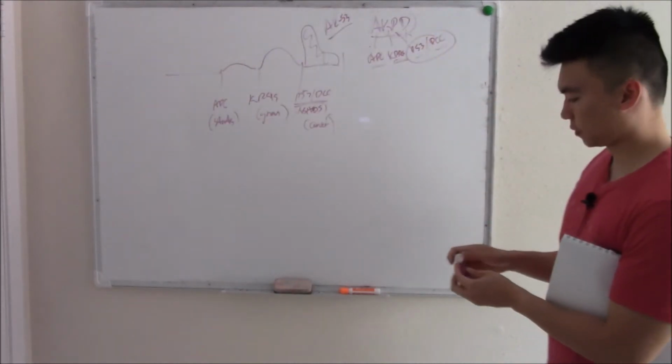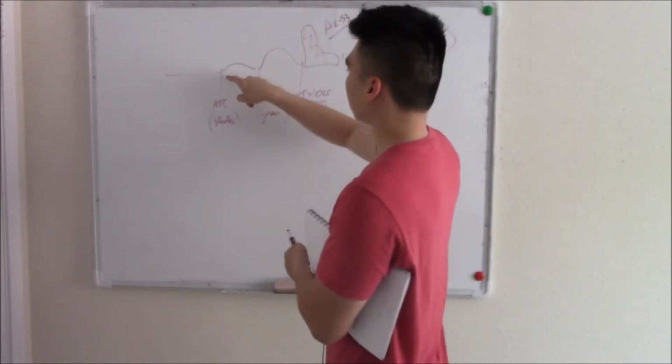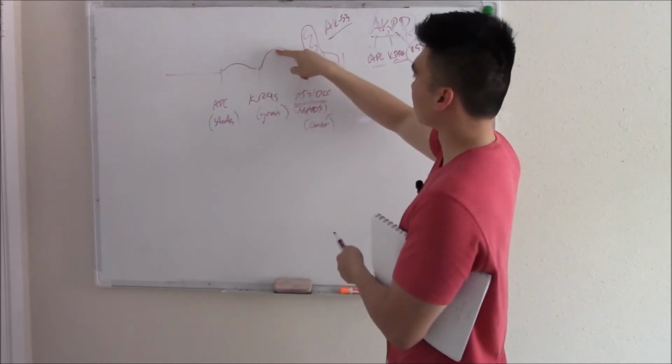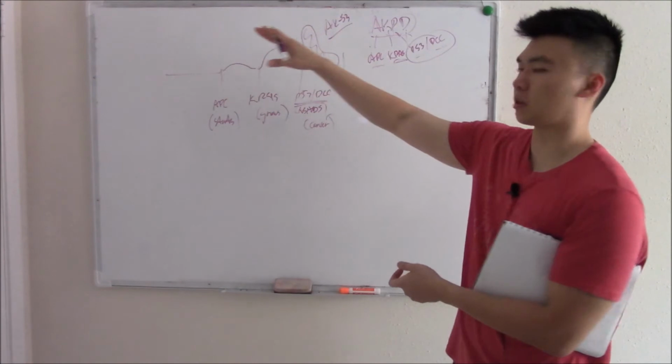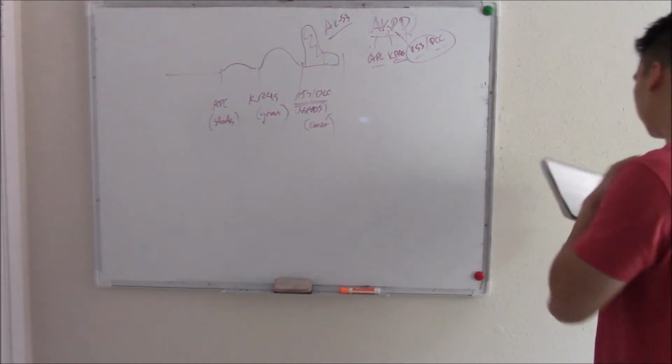AKPD. So again, you have normal epithelium, and then APC hits, starts growing the adenoma. KRAS hits, the adenoma starts to grow, and then finally P53 and DCC turn that growing adenoma into full-blown carcinoma. That is your adenoma to carcinoma sequence.